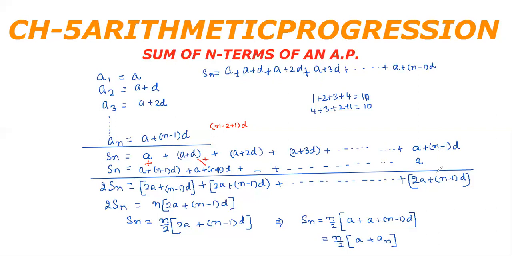Now see how many terms I have taken. I have taken 1 and 2, two terms, and I got this term, a plus (n minus 1)d, one time.